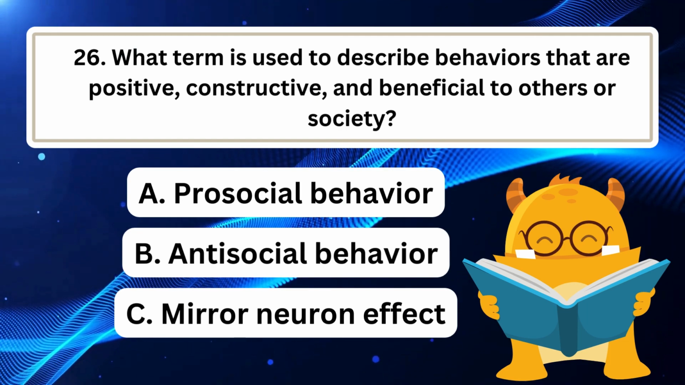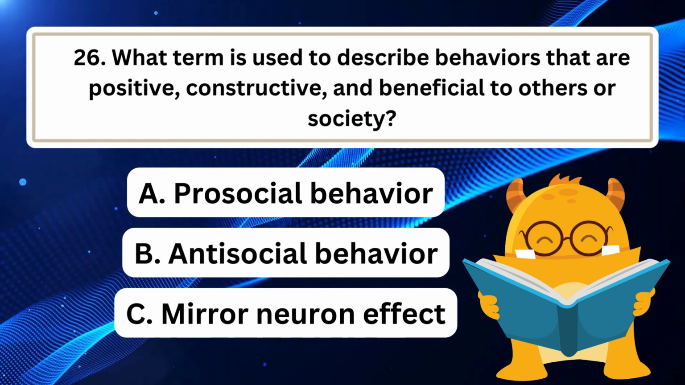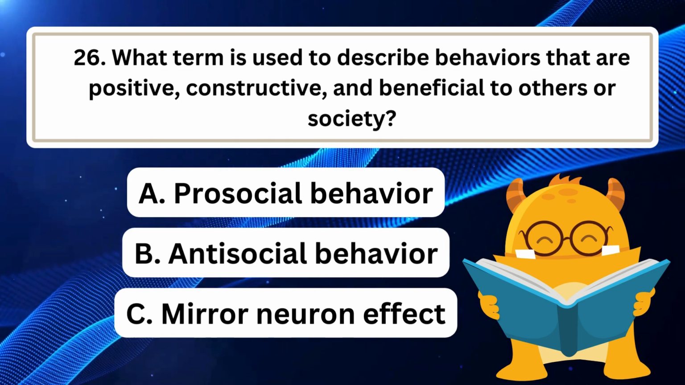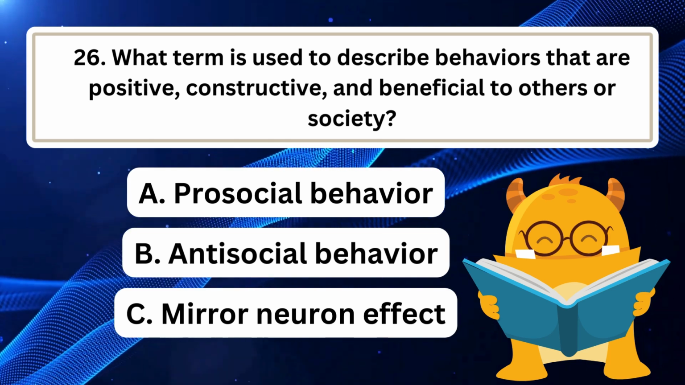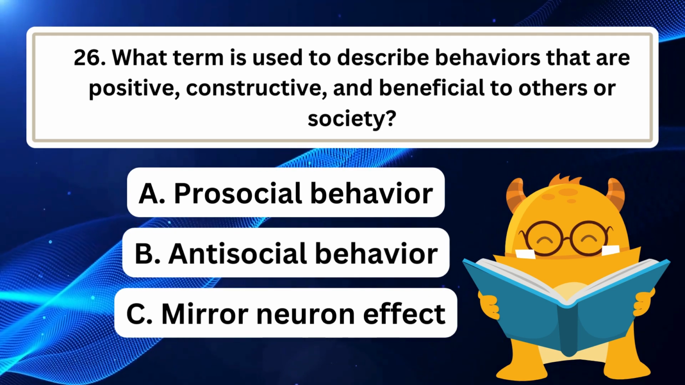26. What term is used to describe behaviors that are positive, constructive, and beneficial to others or society? A. Prosocial behavior. B. Antisocial behavior. C. Mirror neuron effect.